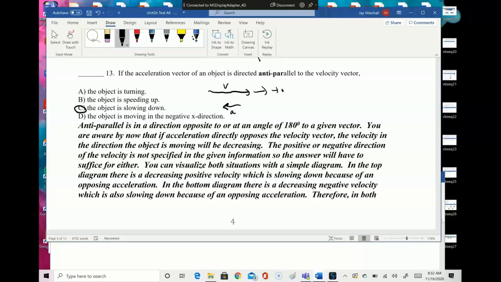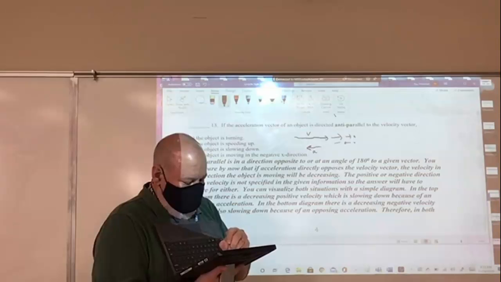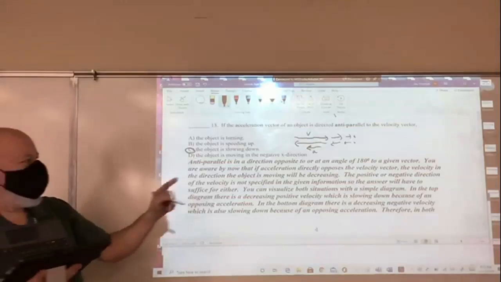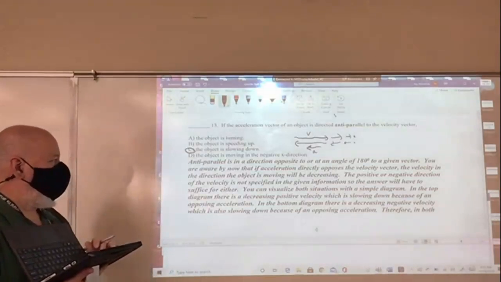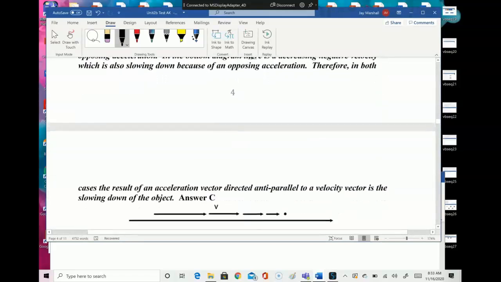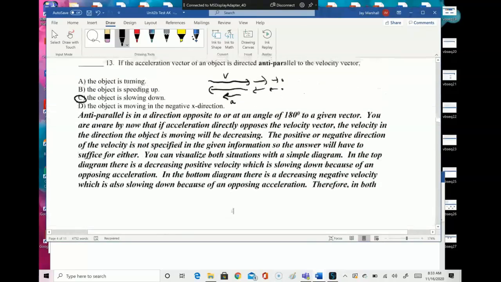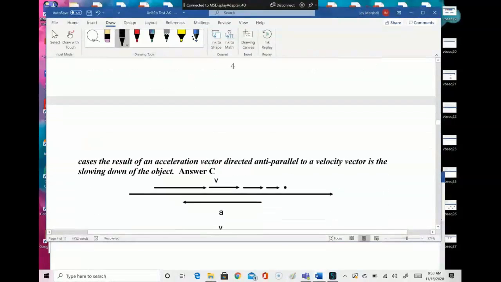Now, why would "the object is moving in the negative x direction" not be correct? In this case, it is not moving in the negative x direction. It might be eventually, if that acceleration keeps going, it's going to turn around and keep going, right? But it could be that I'm just slowing it down in the positive x direction. So anti-parallel is just 180 degrees away from where you're headed.